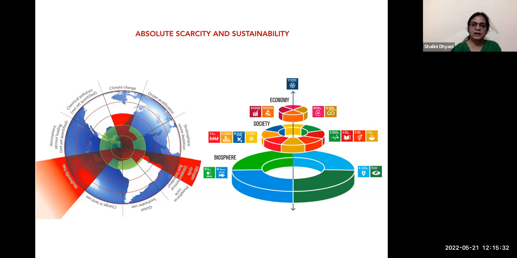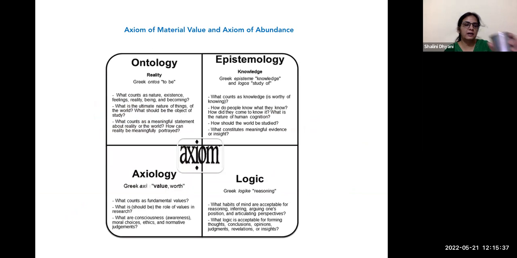So there is this context of axiom or philosophy of material value, an axiom of abundance. Now, axiom is basically a philosophical term that talks about four important concepts. One is reality, one is knowledge, third is value, and fourth is logic or reasoning. So reality is what counts as nature, existence, feeling.